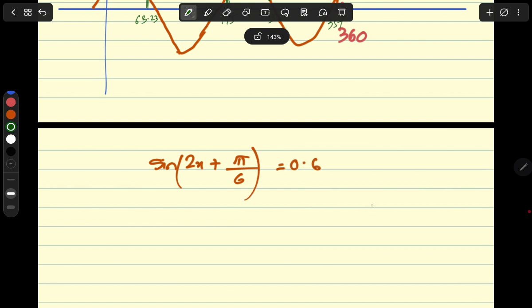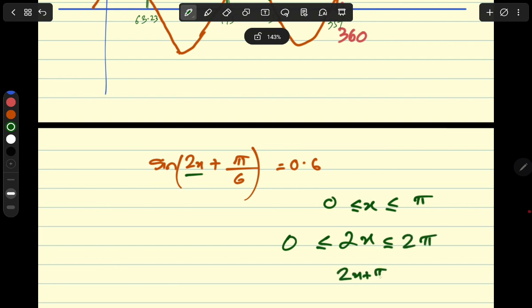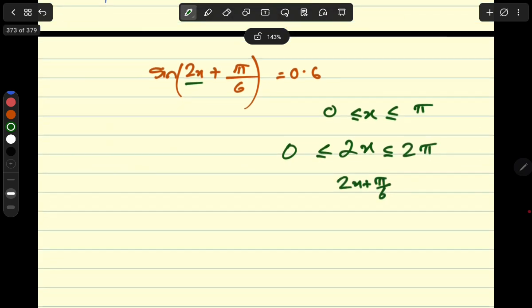So for such a question, if your domain is given like 0 to 2 pi, now it should be, first of all, adjusted to 2x. Or let's say initially you were given 0 to pi, so 2x will make it from 0 to 2 pi, right? And then 2x plus pi by 6, we add pi by 6 to all the sides, so this becomes pi by 6 added to 2 pi, which is 13 pi by 6, right? And the left hand side is going to be pi by 6.